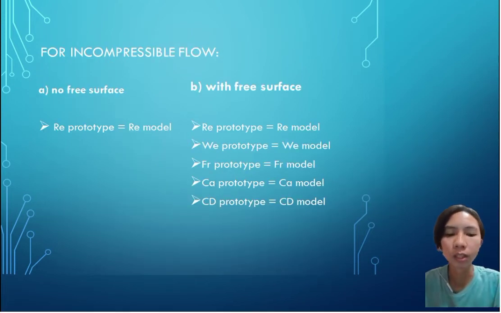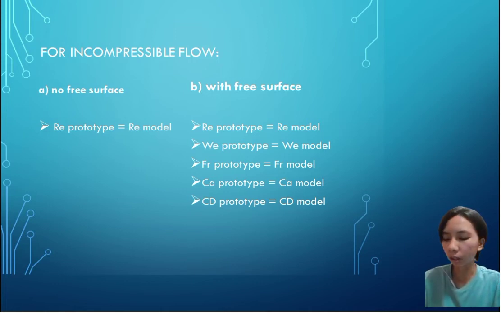Now for incompressible flow, we have two types. Letter A, no free surface, and letter B, with free surface. For no free surface, we have Reynolds number prototype is equal to Re model, while in letter B, with free surface, we have Reynolds prototype equal to Reynolds model. We stands for Weber, so Weber prototype is equal to Weber model. Fr means Froude, so Froude prototype is equal to Froude model.